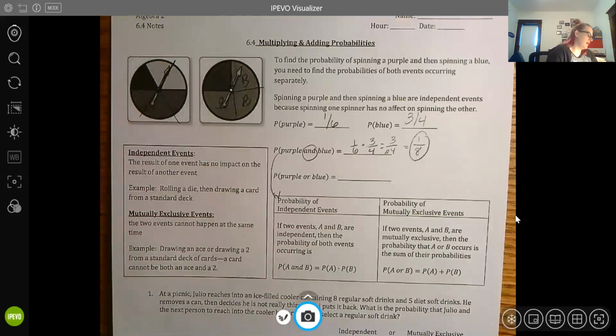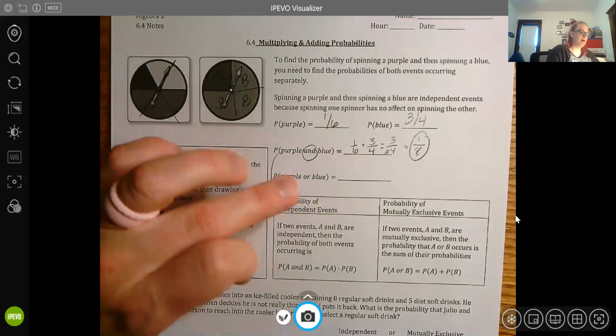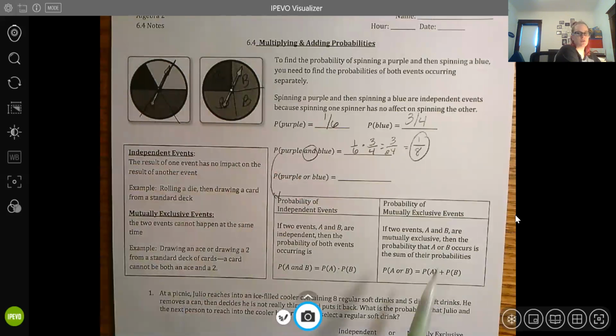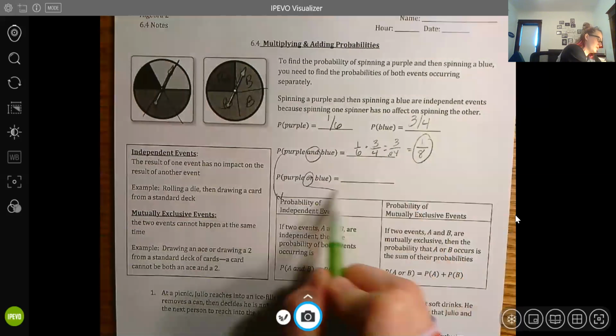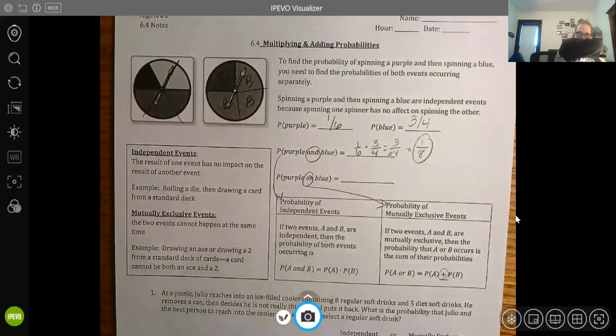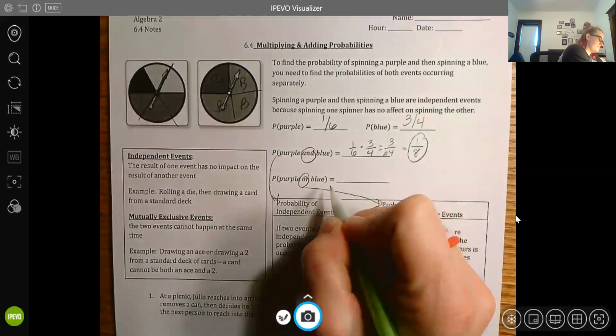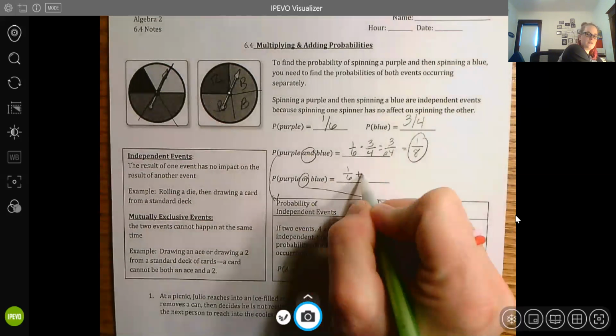Okay, so I want to know what's the probability of a purple or a blue. So in or statements, those are mutually exclusive. It's when 2 events can't happen at the same time. I can't draw a purple and a blue because they're on different sections. So I just want to know for a purple or a blue. So these we're going to add. A purple is still 1/6, add, and a blue is still 3/4.